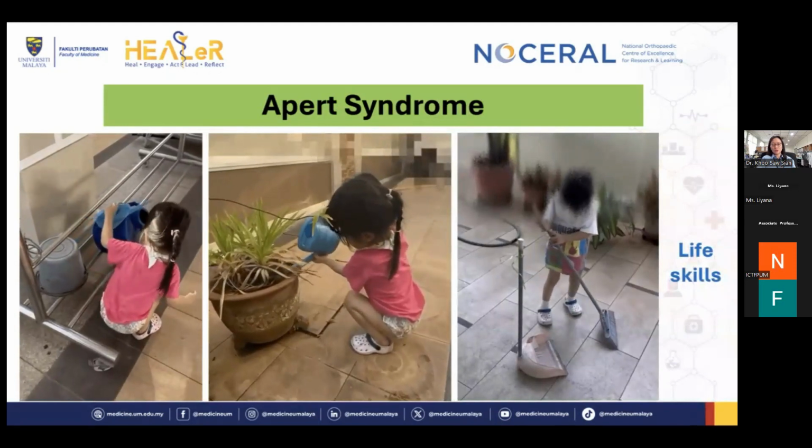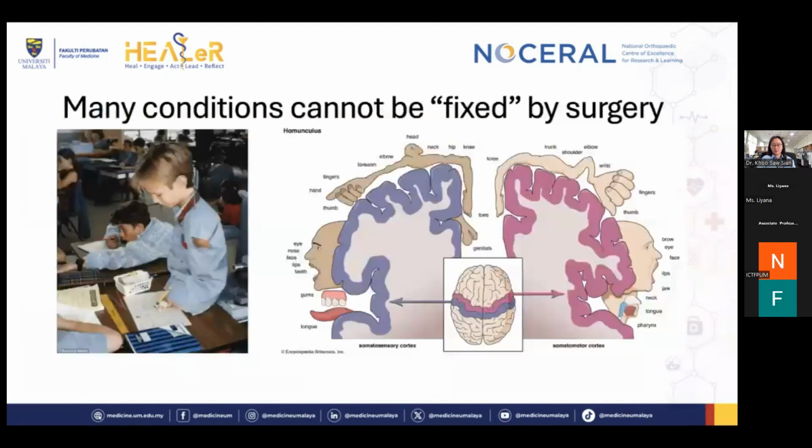Many conditions cannot be fixed by surgery, I agree. But for those who cannot, they have a power. The child has a very huge potential. It's not like adults who lost their limb from an accident. For children who are not born with some parts of the body, the reorganization in the brain sometimes makes the other parts of the body more useful to them and more sensitive.